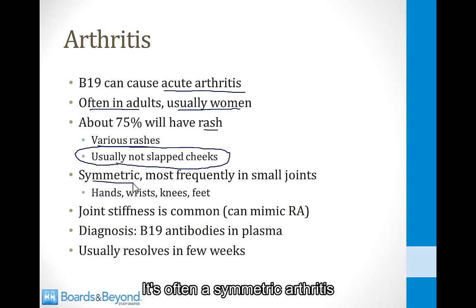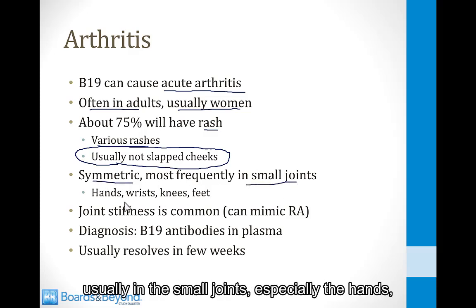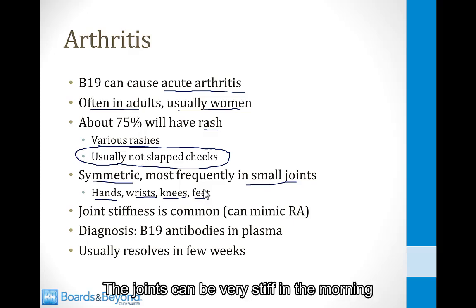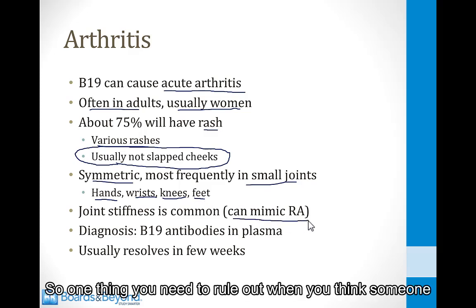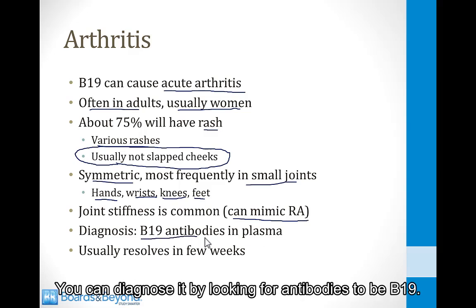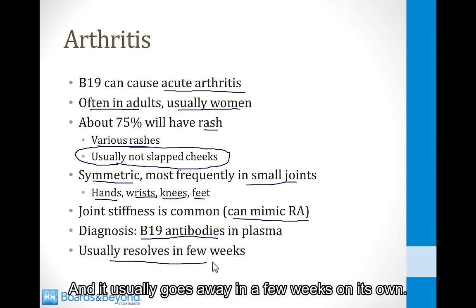It's often a symmetric arthritis, usually in the small joints, especially the hands, but sometimes in the wrists or the knees or feet. The joints can be very stiff in the morning, and this can mimic rheumatoid arthritis. So one thing you need to rule out when you think someone has rheumatoid arthritis is a B19 infection. You can diagnose it by looking for antibodies to B19, and it usually goes away in a few weeks on its own.